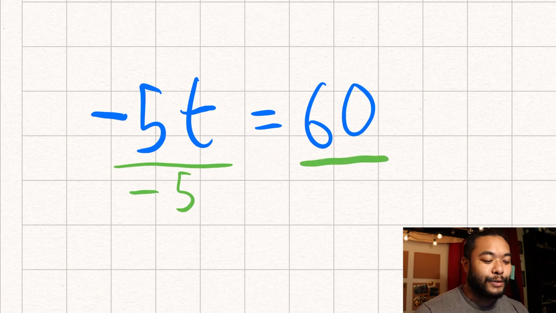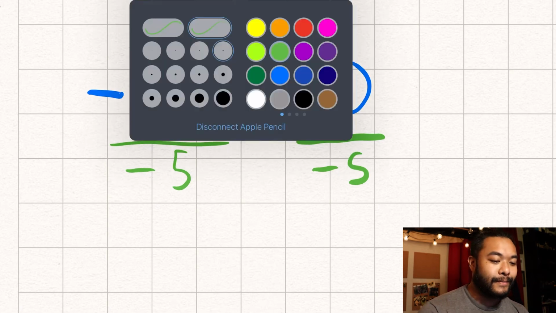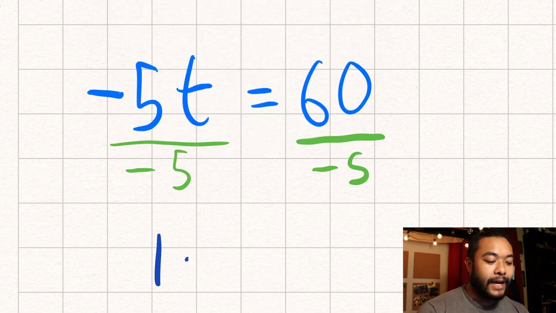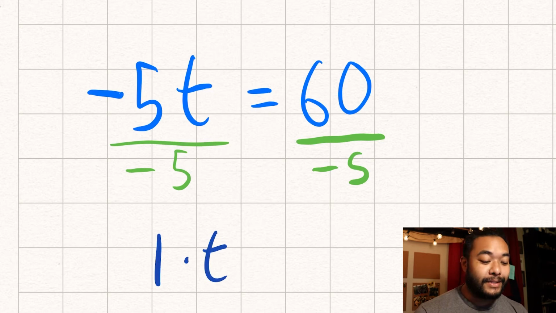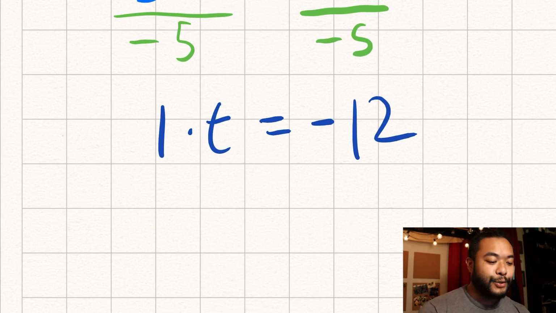And I do it on both sides of the equal sign. So negative 5 divided by negative 5 gives me 1 times t, equals 60 divided by negative 5. I believe that is negative 12. Yes, negative 12. So 1 times t is just t, equals negative 12.